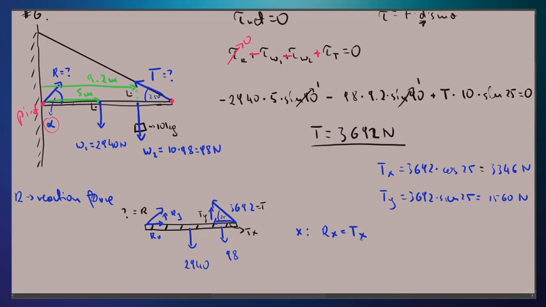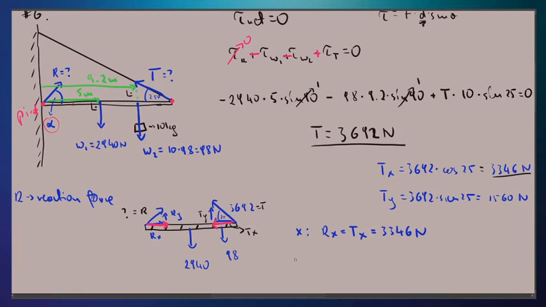If that was not the case, for example if Tx was bigger, and note that Tx is right here pointing to the left, if this Tx was bigger than Rx, then the bar would sway to the left. If on the other hand Rx was bigger than Tx, then the bar would sway to the right, but it doesn't. So Rx must be equal to Tx, and so I have 3346 newtons. I pull this from here.